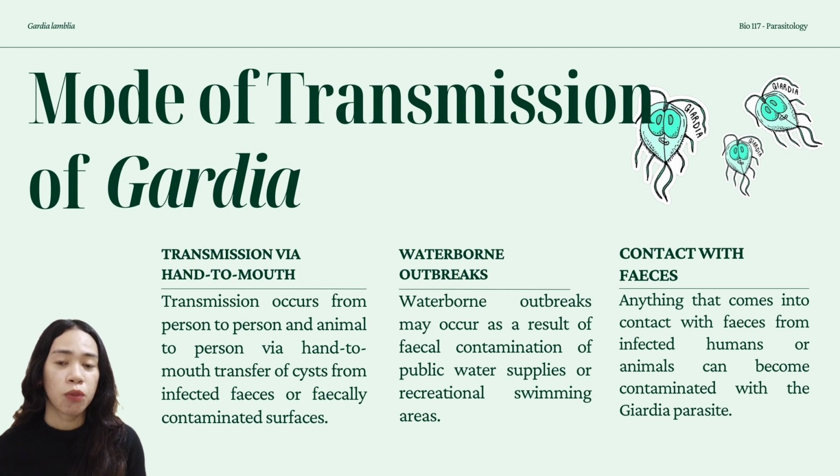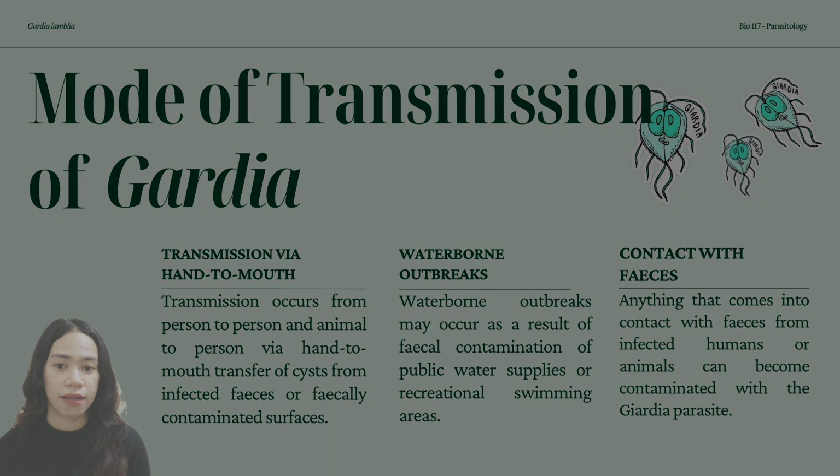Second is waterborne outbreaks. Waterborne outbreaks may occur as a result of fecal contamination of public water supplies or recreational swimming areas. Third is contact with feces. Anything that comes into contact with feces from infected humans or animals can become contaminated with the Giardia parasite.